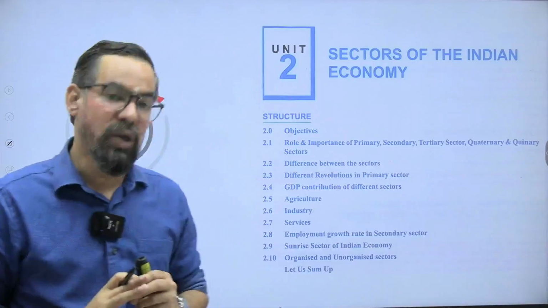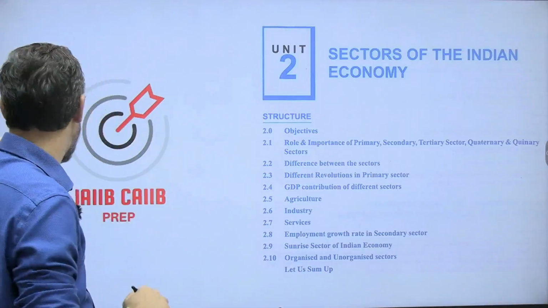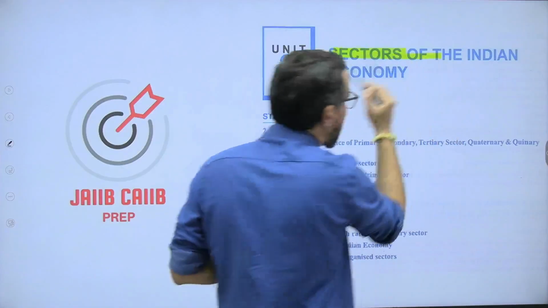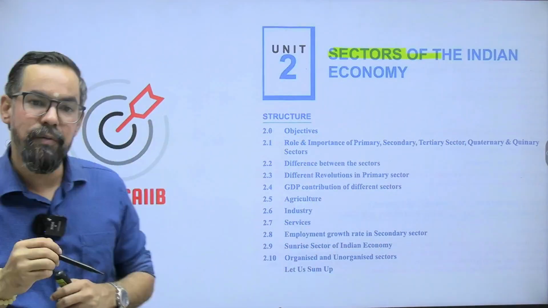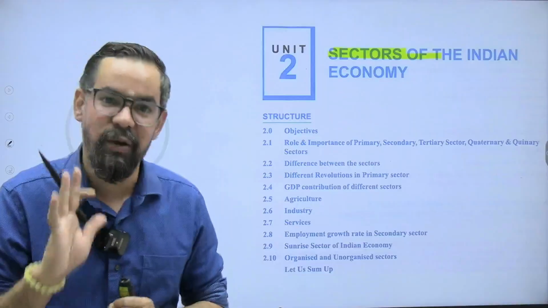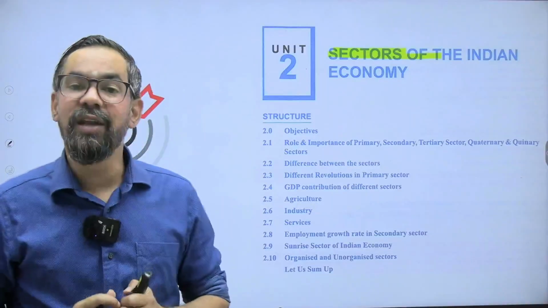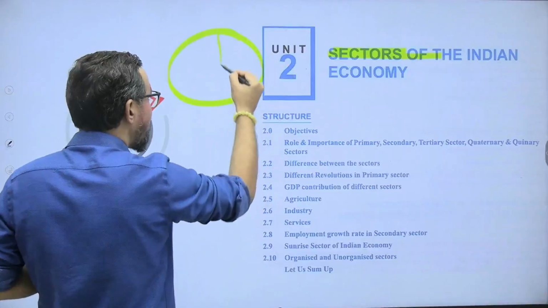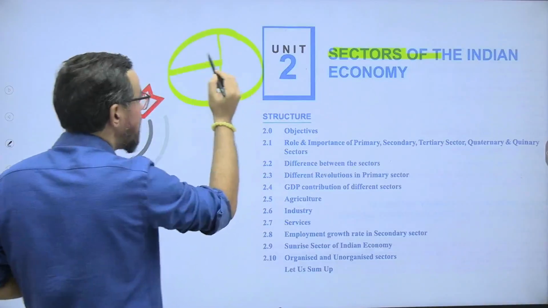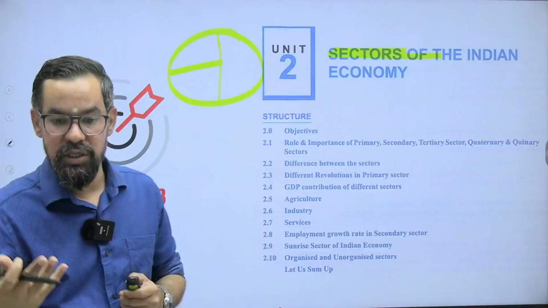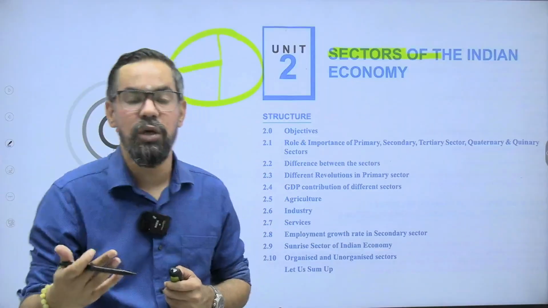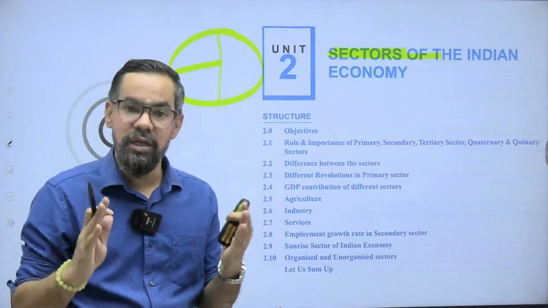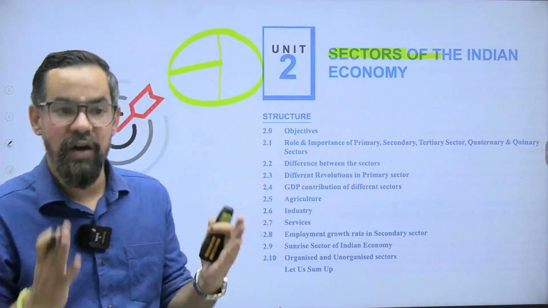Now Unit 2 is all about the sectors of the Indian economy. This unit is very important, and you can expect 1 to 2 marks questions based on it. The sectors of the economy are primarily classified into 3 areas: primary, secondary and tertiary. Primary deals with agriculture, secondary with manufacturing, and tertiary is the service sector. The service sector, or tertiary, is further categorized into 2 parts.